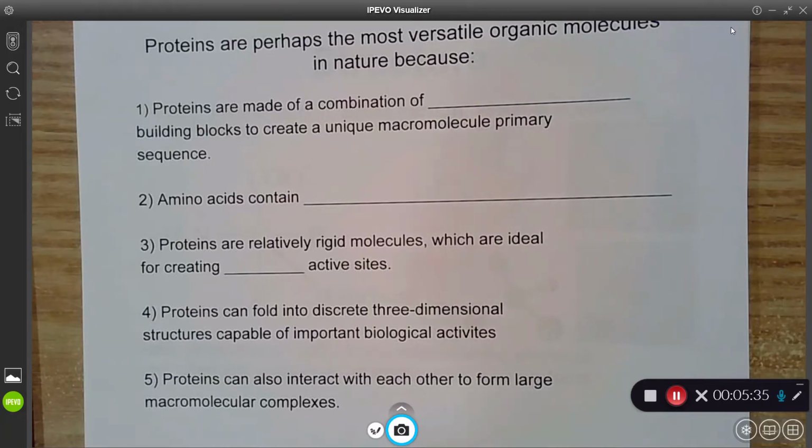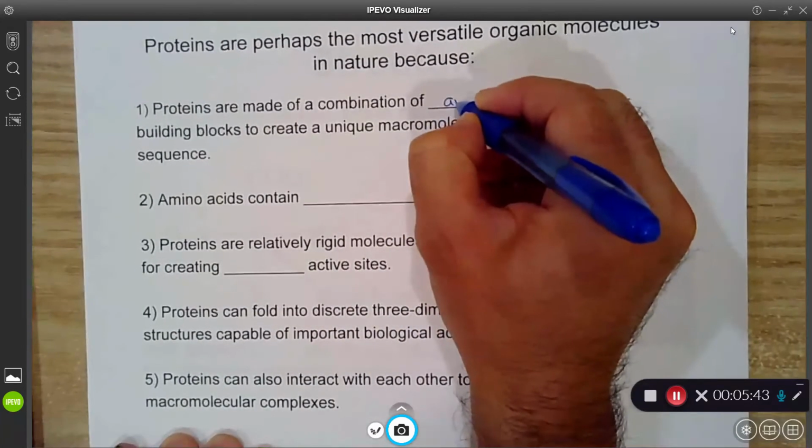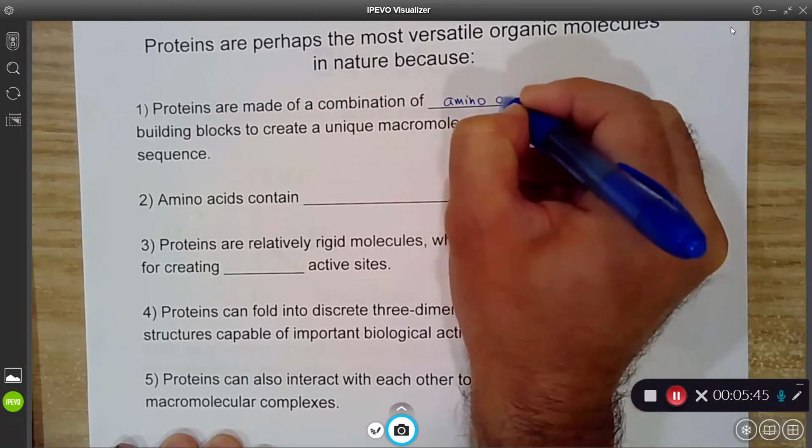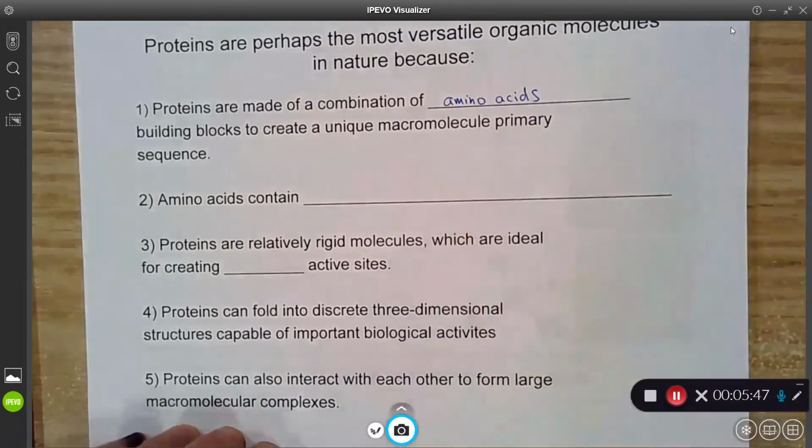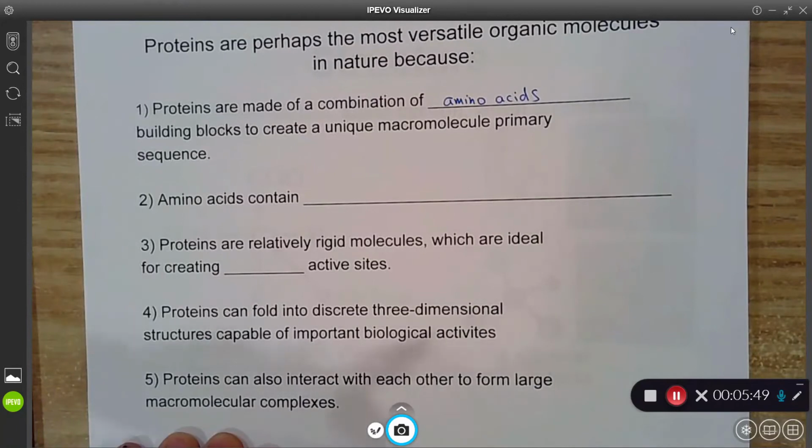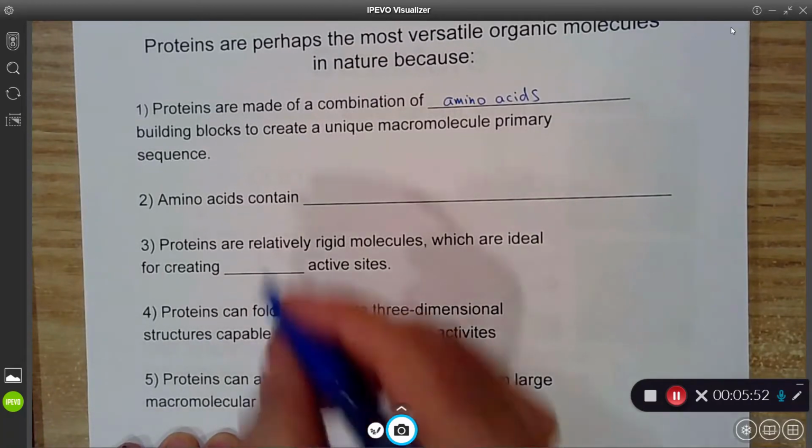So proteins are made of a combination of building blocks to create unique macromolecular primary sequences. These are called amino acids. Amino acids contain various functional group side chains.